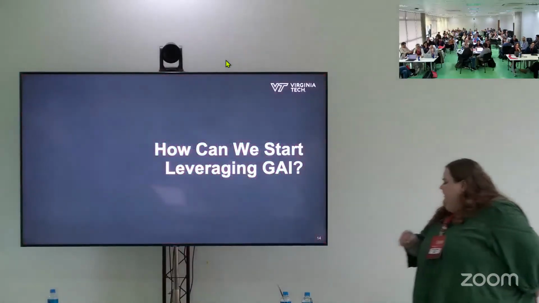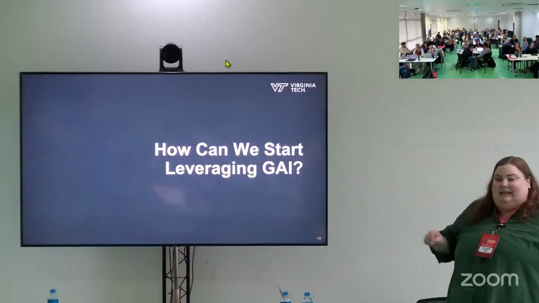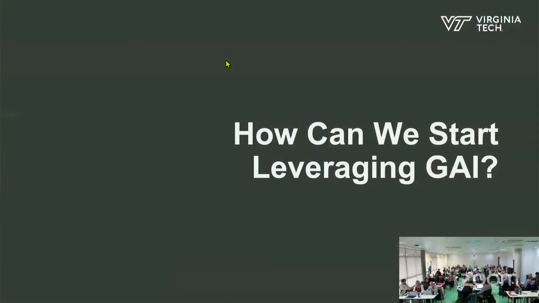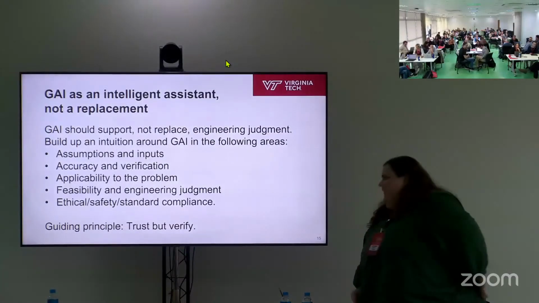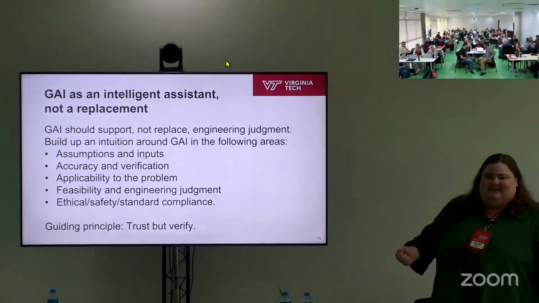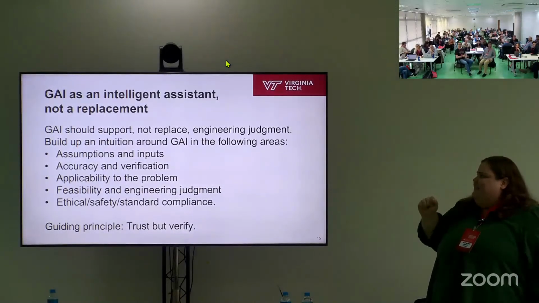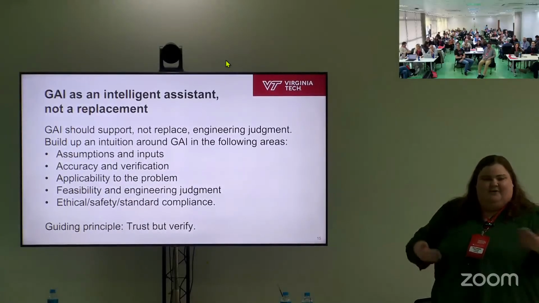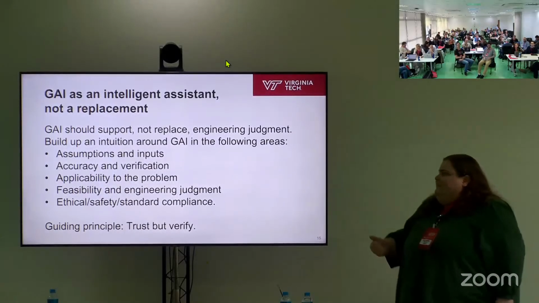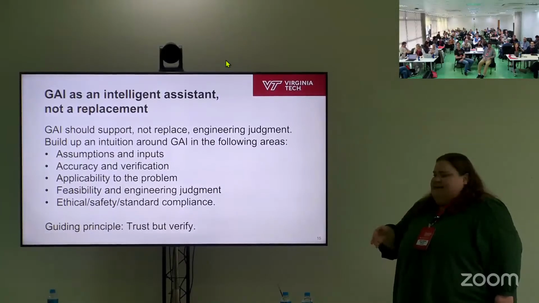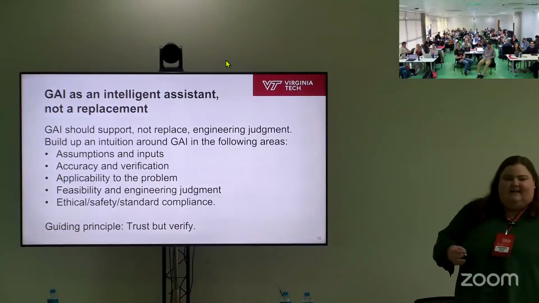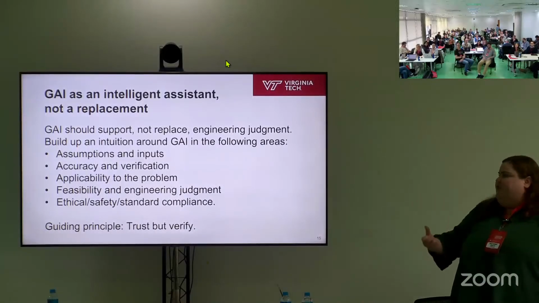So now we're going to jump into how we can actually start leveraging this generative AI. We started playing with the problem design, but how can we actually apply it to the problems themselves? And the easiest answer I have for that is to be using it as an intelligent assistant, not as a replacement for whatever it is you're trying to do or whatever the student is trying to do. So it's a support, not a replacement. You have your engineering judgment, and this is going to be really aligned with that generative AI intuition that you're trying to build.